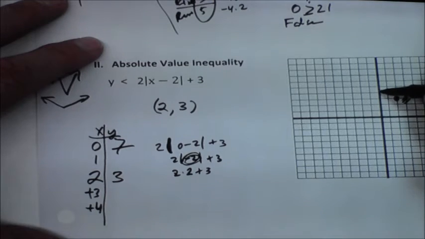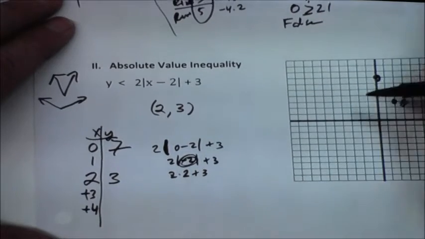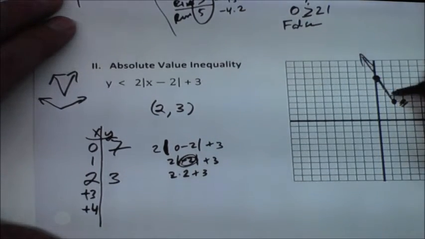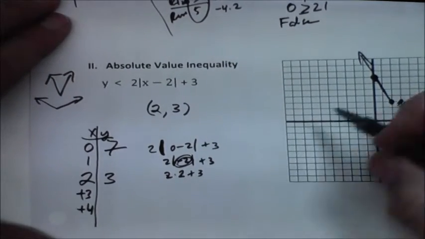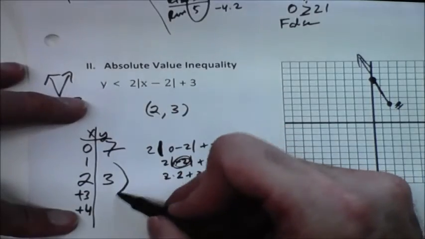0, 2, 4, 6, 7. I actually don't really need to plot this one because I know that's going to be here. That's going to be this point because I know I'm going to go up like this. So let's check and see if the other one over here is also 7 because these are going to match each other.